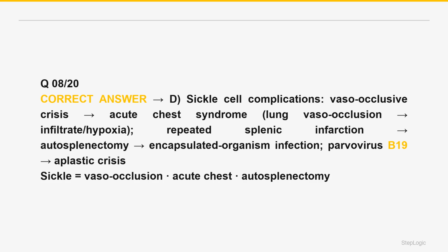Also remember parvovirus B19 causing an aplastic crisis, with reticulocytopenia. Treat crises with hydration, oxygen, and analgesia. Hydroxyurea raises HbF and prevents them. The vaso-occlusive, acute chest, and autosplenectomy complications define sickle cell disease.